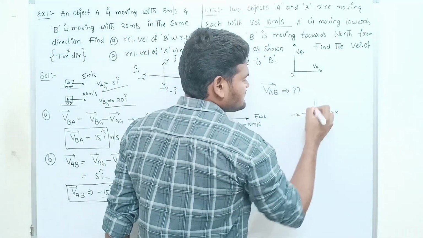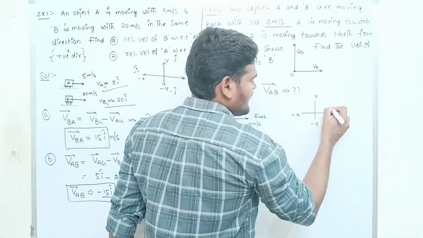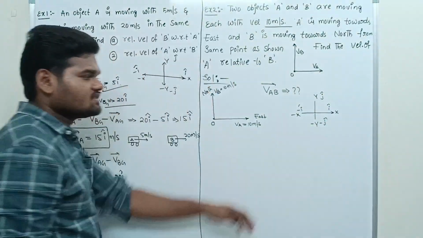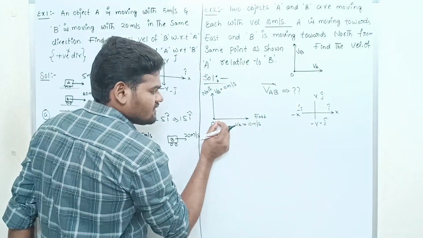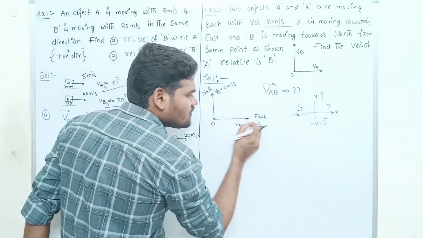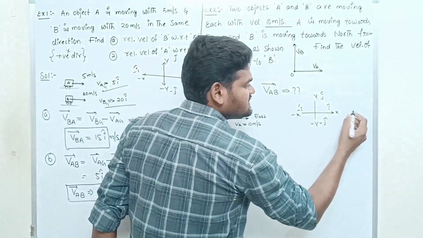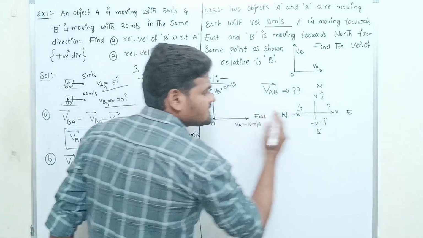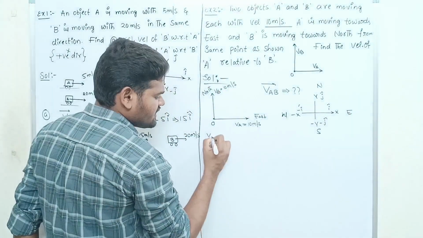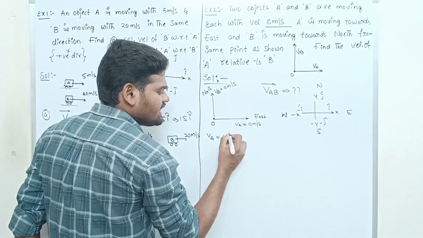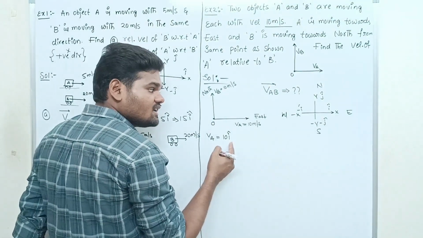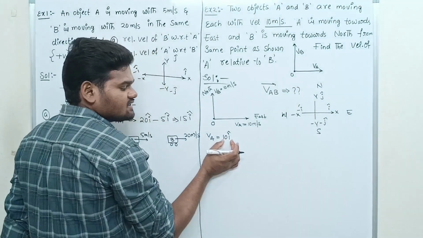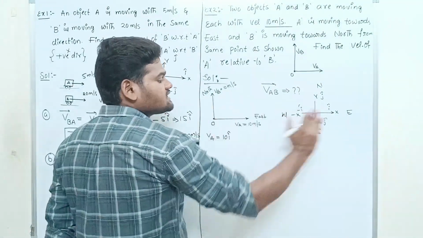X minus x, y minus y, i cap minus i cap, j cap minus j cap. Okay, so these are the directions. The velocity of an object A, VA, is moving towards the east direction. This is east, west, north, south. Then the velocity of object A is equal to 10 i cap. i cap is the direction of the given velocity of object A towards east, so i cap is the unit vector along the positive x direction.